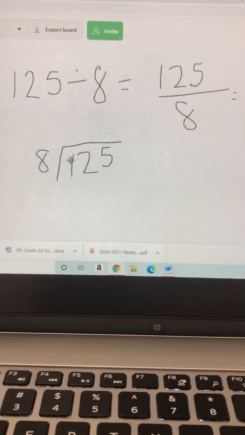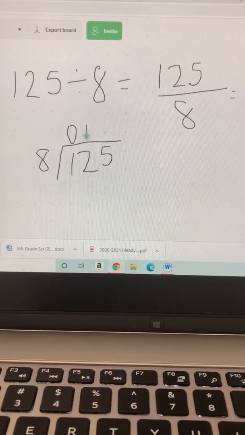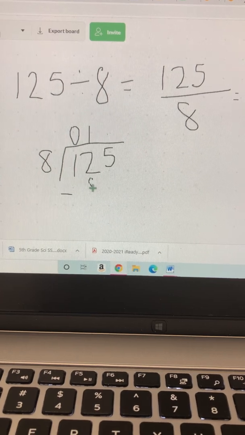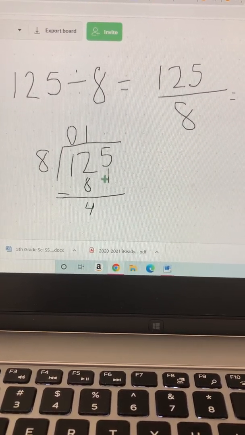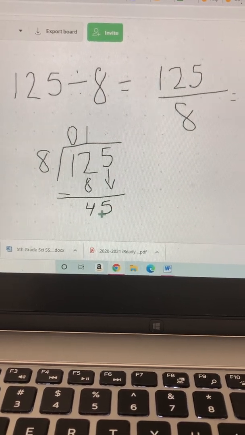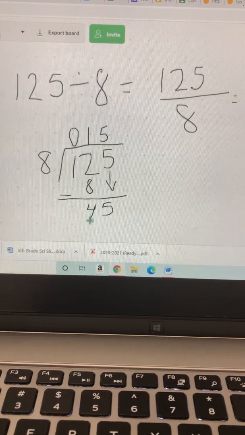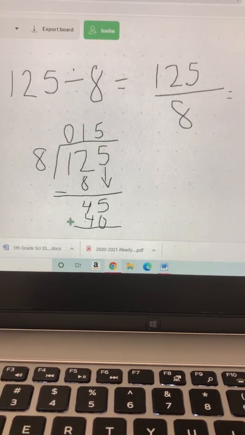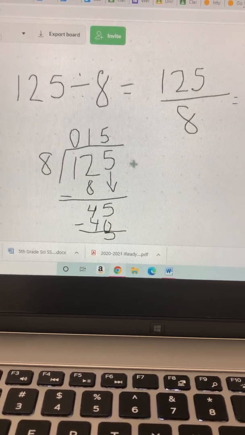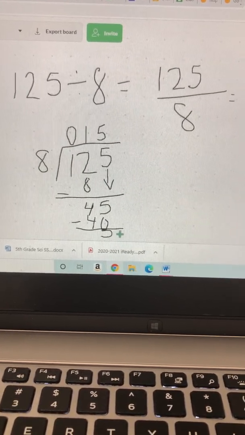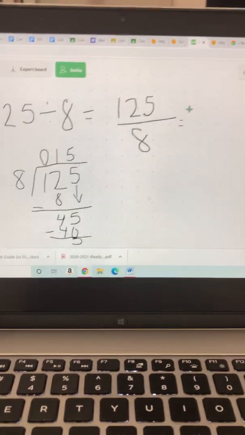We know that 8 can't go into 1, so we'll put our 0. 8 into 12, just one time, and we'll subtract. We're left with 4. We bring down the 5. 8 into 45 is 5 times. That's 40. And then we're left with 5. And I'm going to stop because 8 can't go into 5, and I have nothing else to continue bringing down, right? Remember that the quotient is your whole number, so that will go over here.